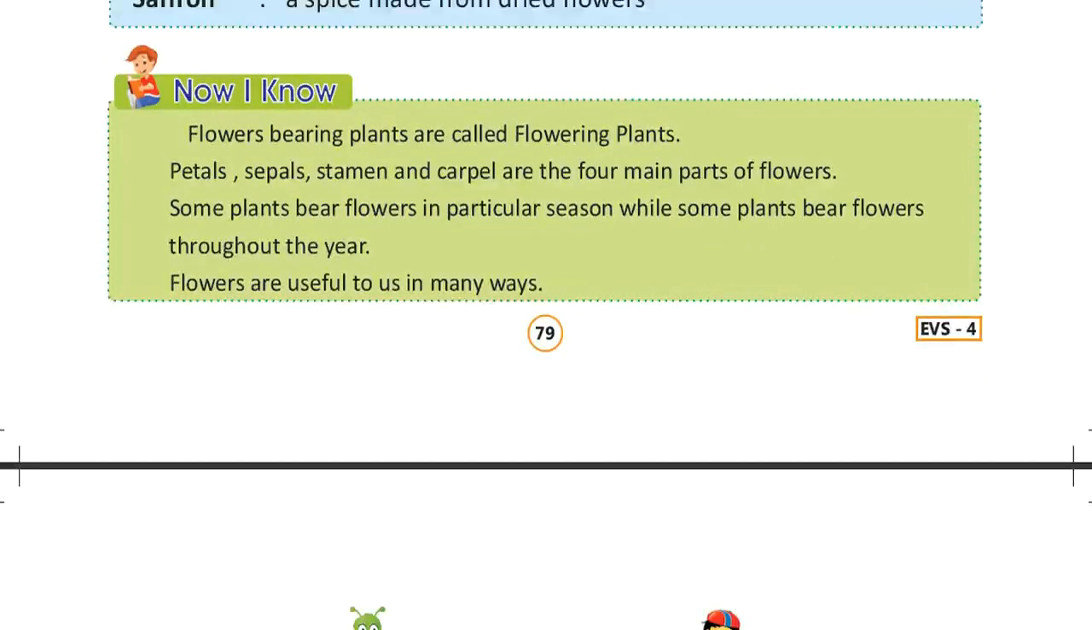Now children, let us revise what we learned in this chapter. Now I know. Flower-bearing plants are called flowering plants. Petals, sepals, stamen and carpel are the four main parts of flowers. Some plants bear flowers in a particular season, while some plants bear flowers throughout the year. Flowers are useful to us in many ways.